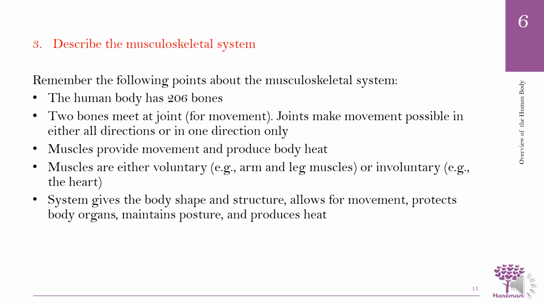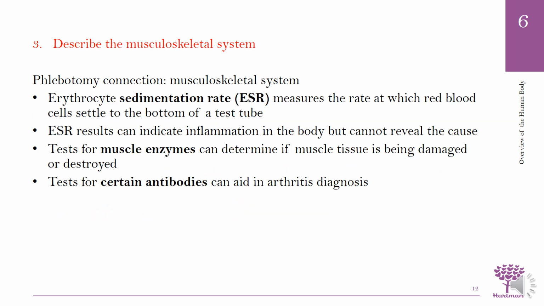Muscles provide movement and are very important for producing heat. They can be either voluntary, under conscious control, or involuntary, automatic. And the system gives the body shape, structure, allows for movement, protects body organs, maintains posture, and produces heat.